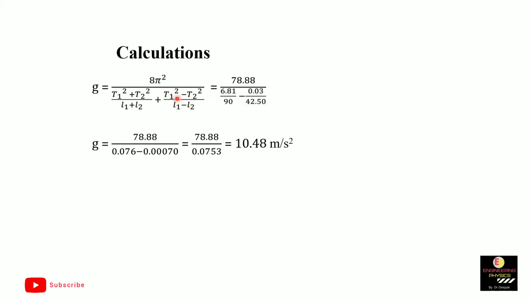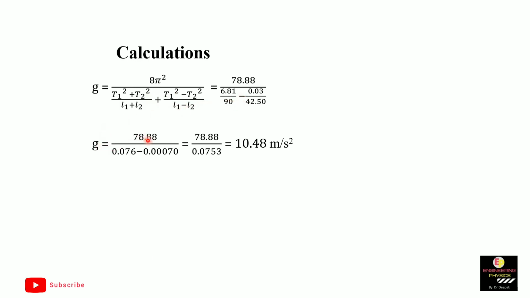An important note: if we fix the positions of L1 and L2, and L1 is the higher value, then the sign remains the same. But in the case where L1 is less and L2 is greater, we get a negative sign, and we use the negative sign here. This is the important note for the calculations.